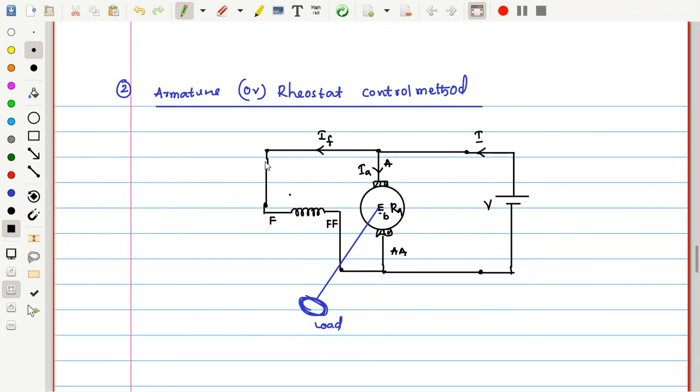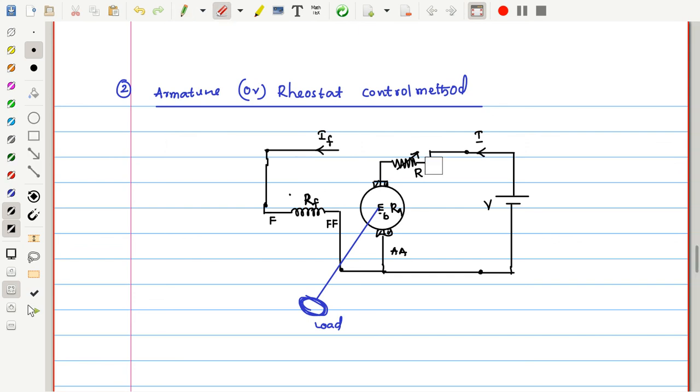So this is not the field flux control. I am putting in just the field winding. There may be field winding resistance internally, but I am not adding any external resistance. What additionally I will do is add some armature resistance in series with this, which can be variable. This is the armature external resistance.